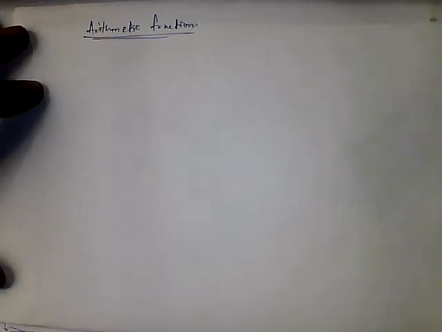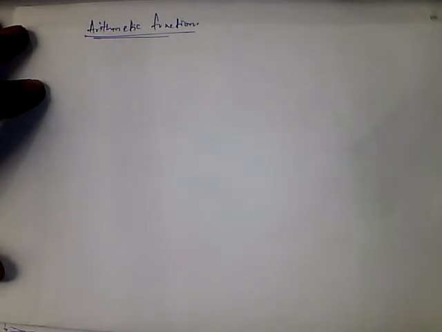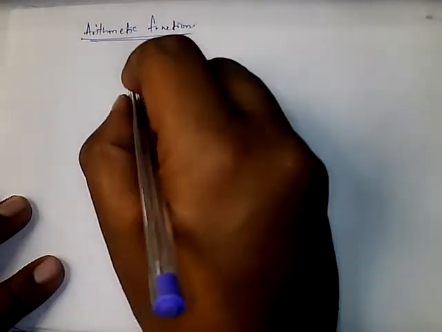Hi everyone, in this video I'm going to explain the concept of the Mobius function and Euler's phi function. Giving the brief concept of the Mobius function first, the Mobius function is denoted by mu of n.